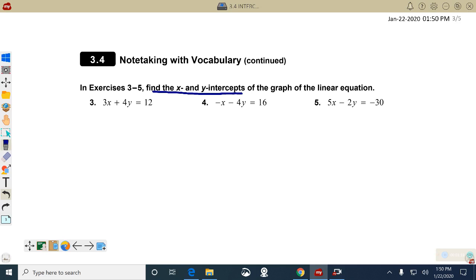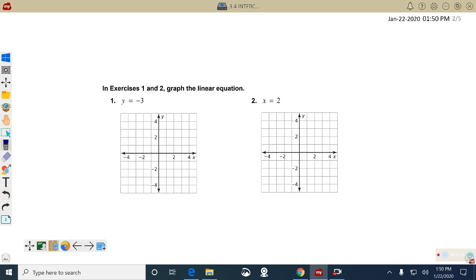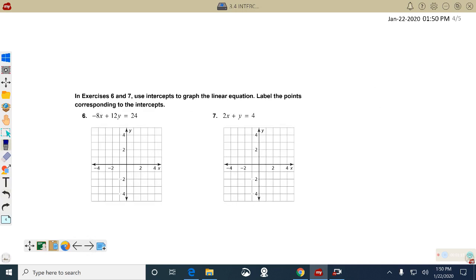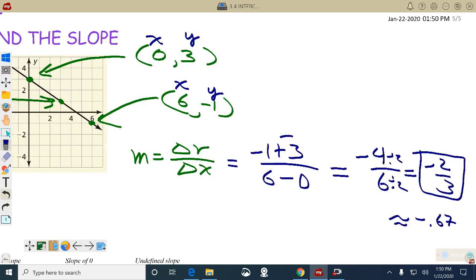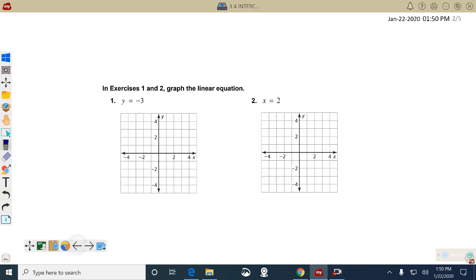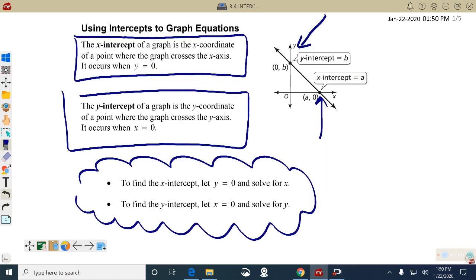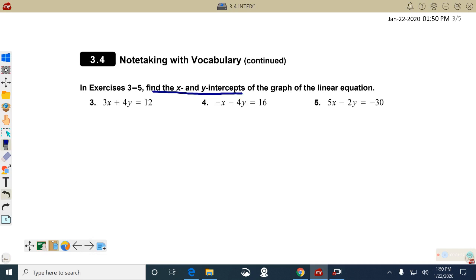Watch. To find the x-intercept, look at the first bullet. To find the x-intercept, let y equal 0 and then solve for x. Let's do that. So, I'm going to write x-intercept, abbreviated. Let's solve for the x-intercept.